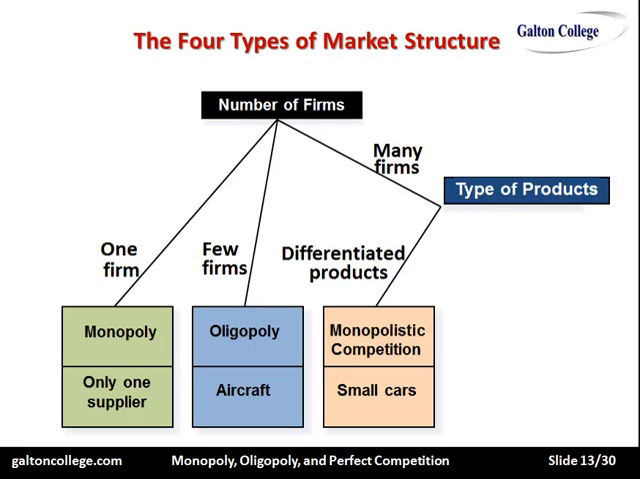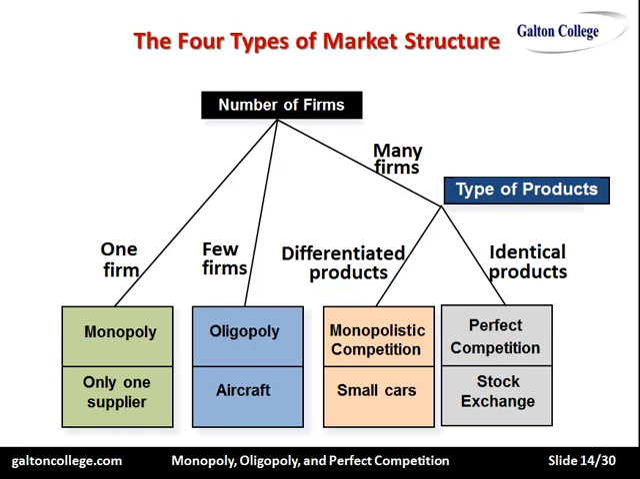Many companies make small cars, and the small cars are very similar in terms of their design and functionality, but the companies that produce them are constantly trying to add something, to change something, to modify it, to make it different. And that's the nature of competition in monopolistic competition. It's based on differences. And then of course we have perfect competition, in which case the product is identical.